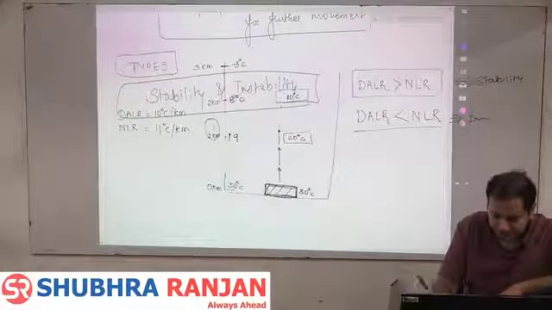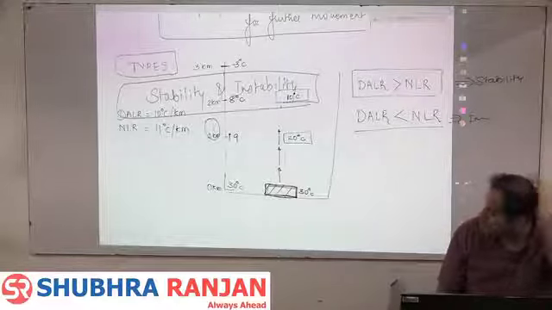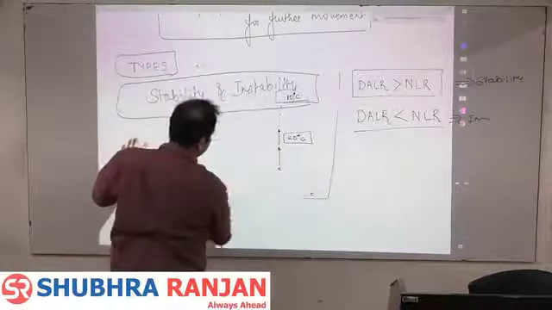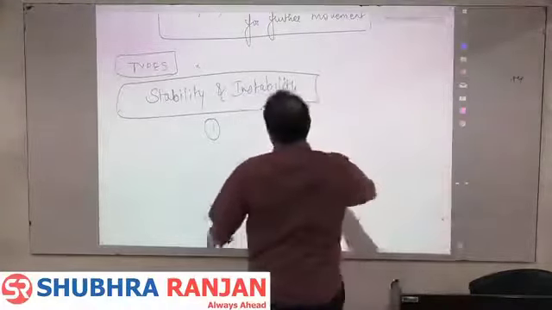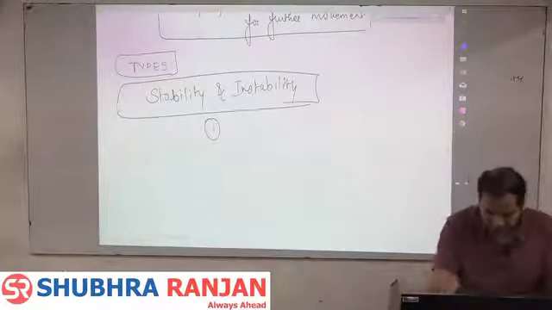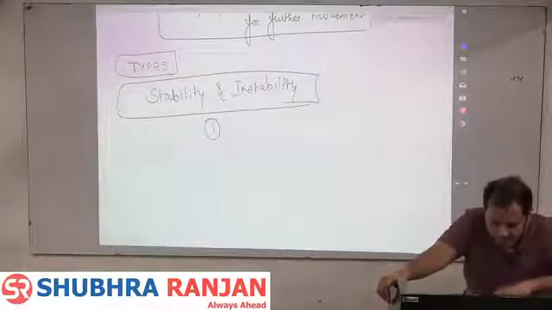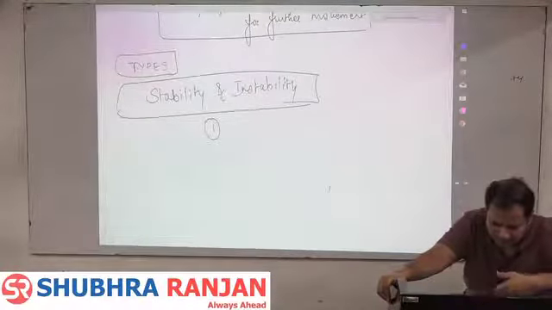So point number 1. The dry adiabatic lapse rate of the air is 10 degrees Celsius per kilometer, which is always fixed, while the environmental lapse rate is variable.